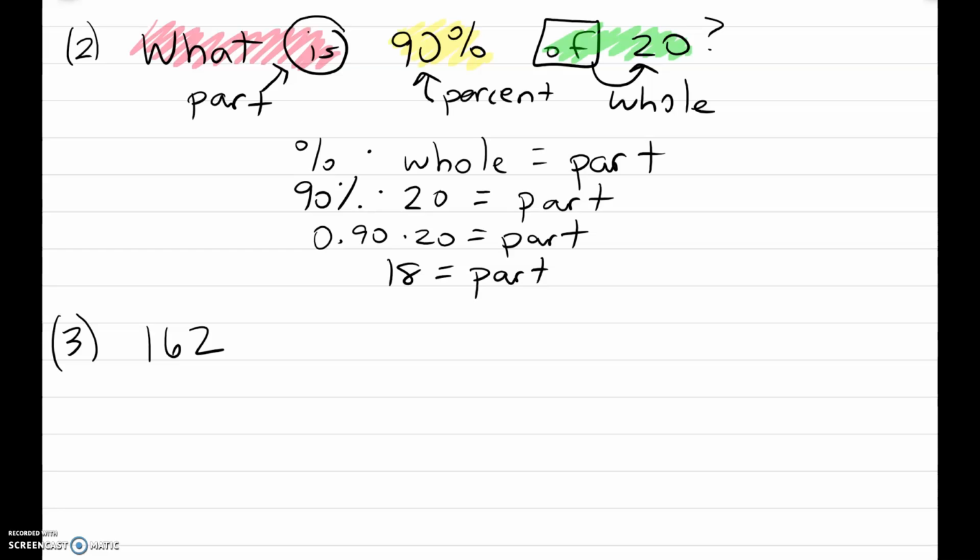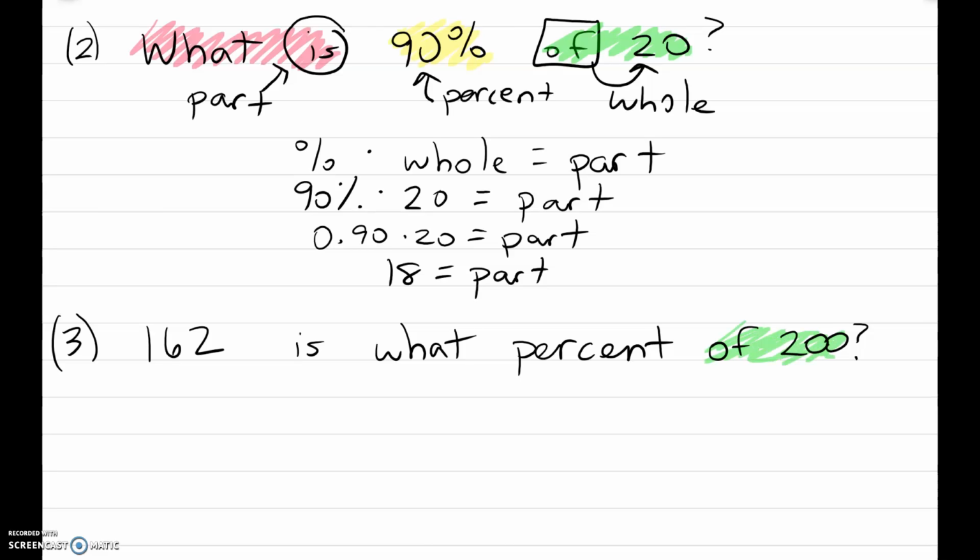162 is what percent of 200? So again, look for your keywords. The word of always indicates the whole number, so of 200. Percent, this time there isn't a number, and actually we're looking for what is the percent. So what percent, so we're looking for the percent. And then is your part. So it's telling you right there, 162 is what percent of 200. So this word, again, tells us the part. This is clearly a percentage. And then this word tells us the whole number.